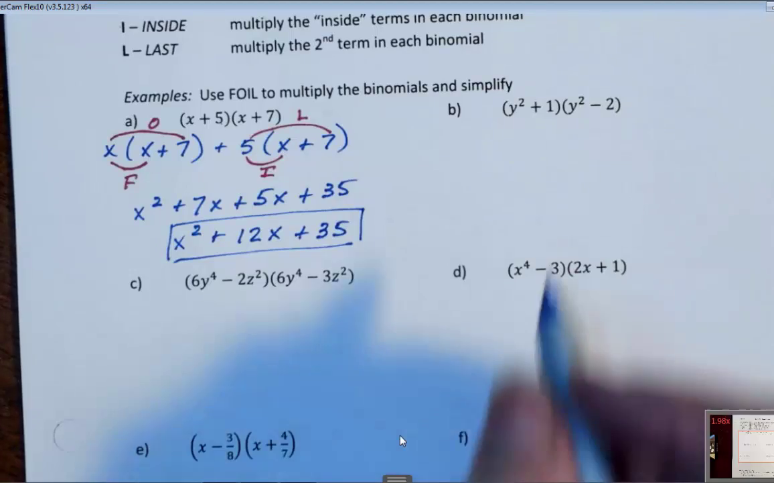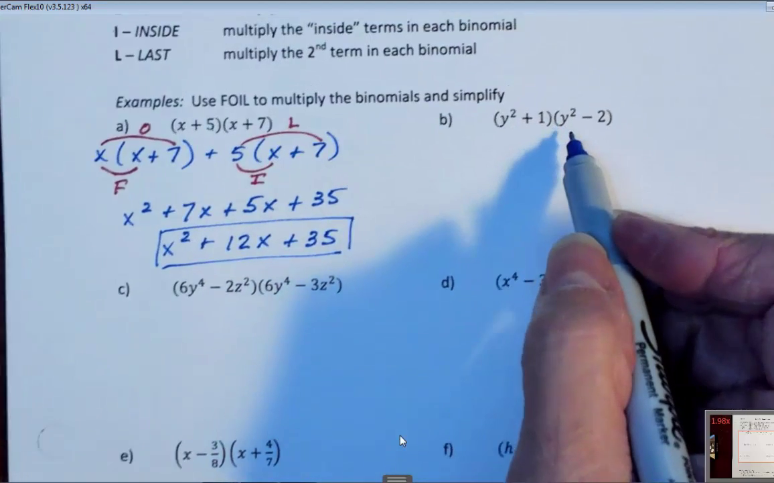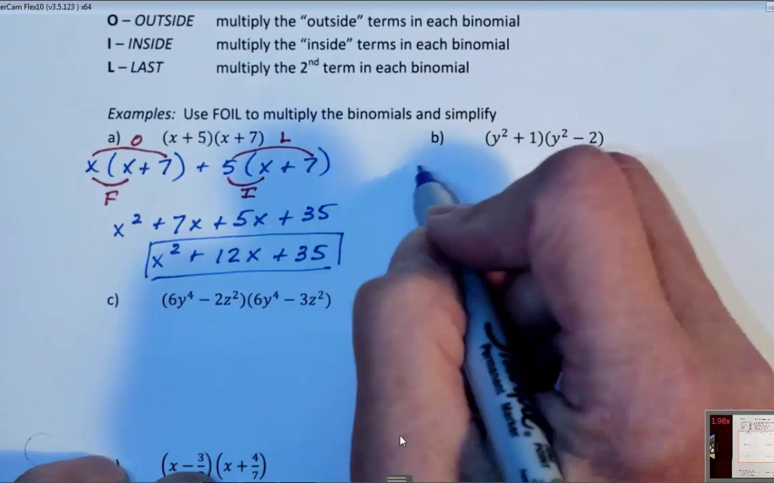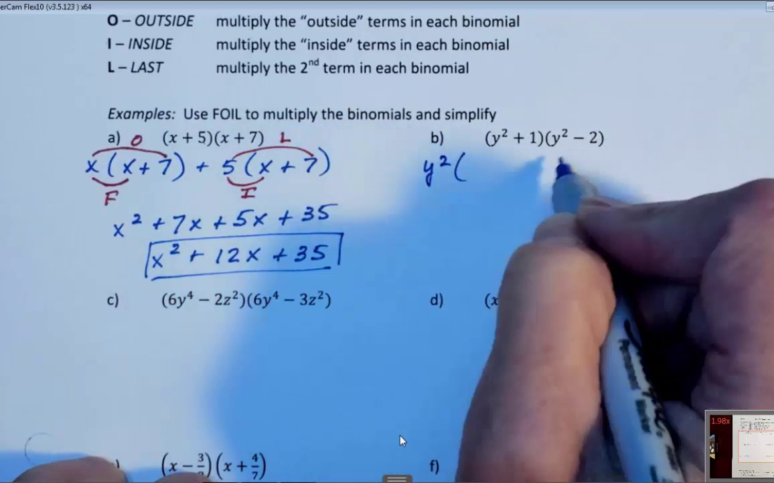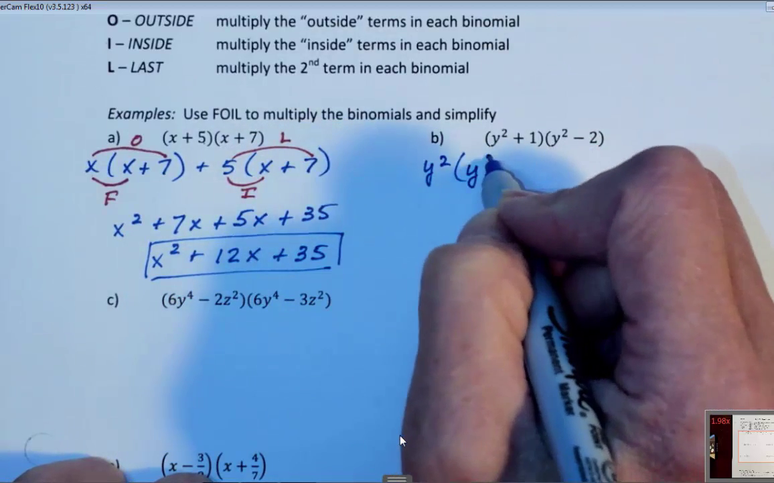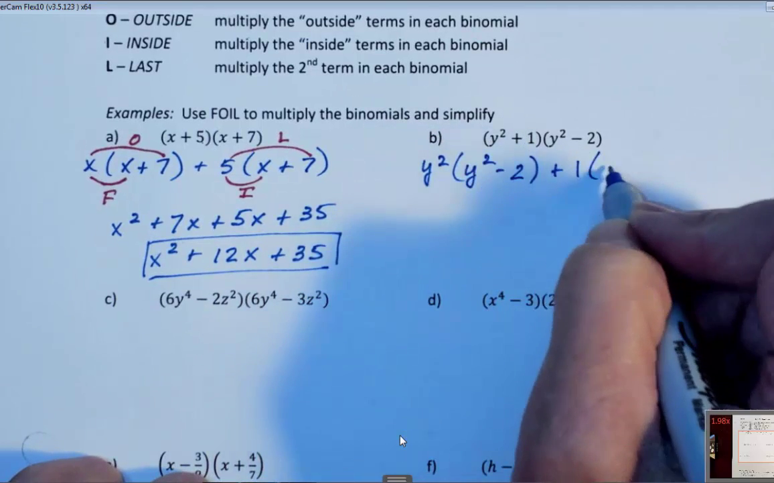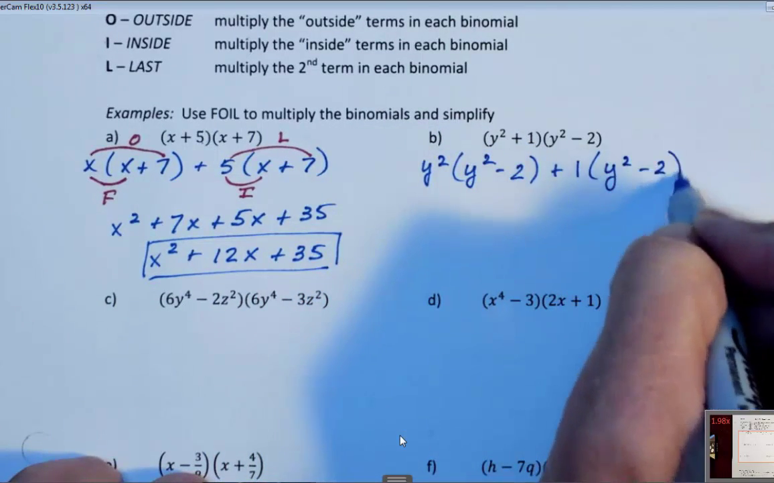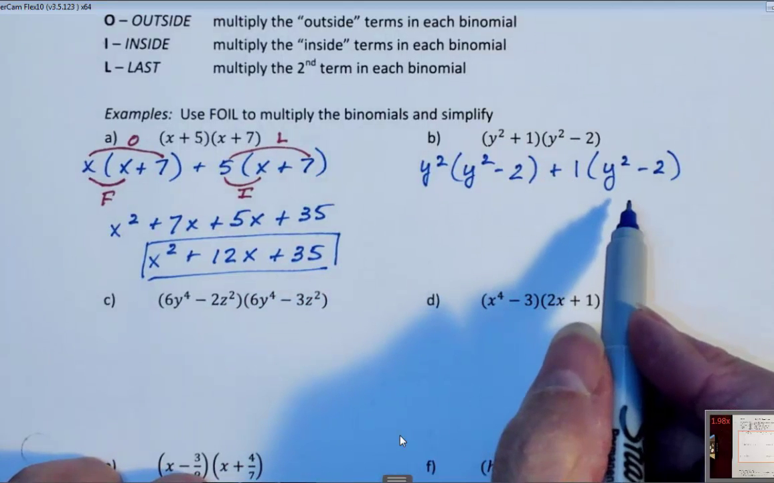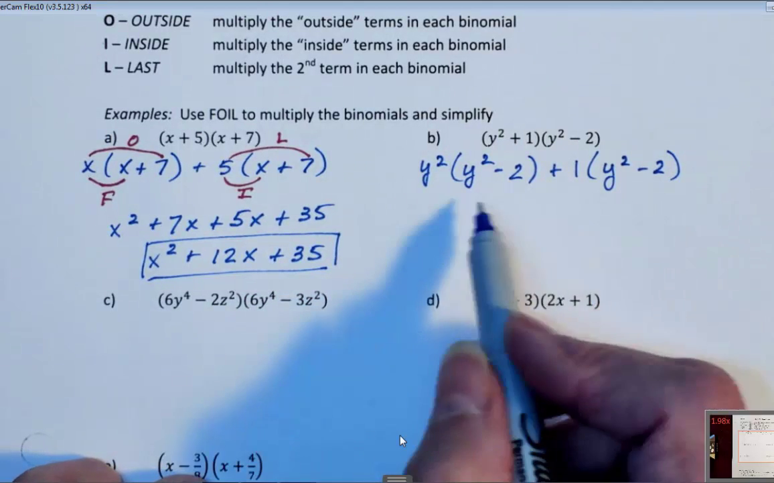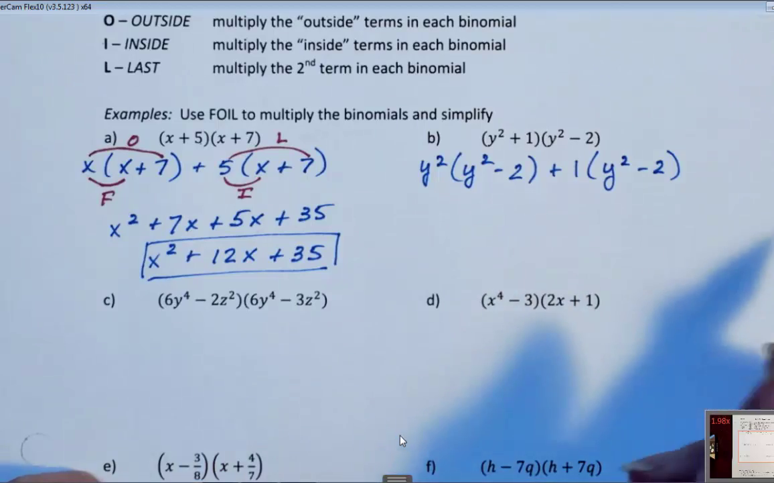The next problem, I'm going to do the same thing. I'm going to write it the same way, just to make sure that we understand what we're doing. So it's y squared times each term in the second parentheses, plus the second term on the first times y squared minus 2. And there's nothing wrong with writing out your multiplication like this every single time. If that's what you need to do, then that's what you need to do.